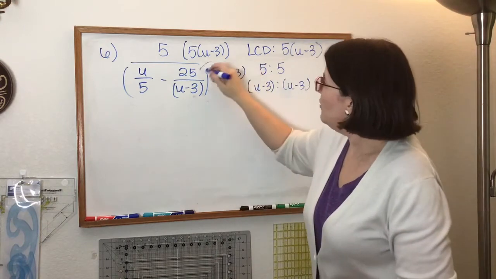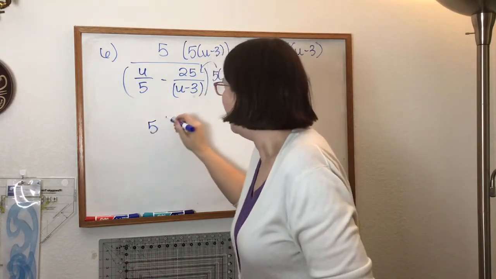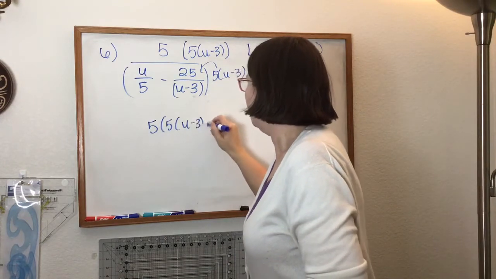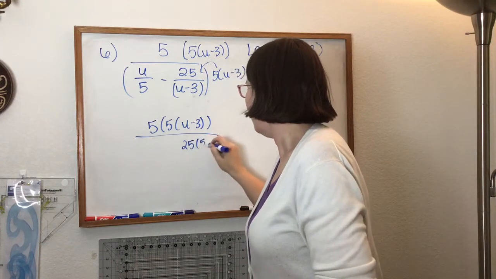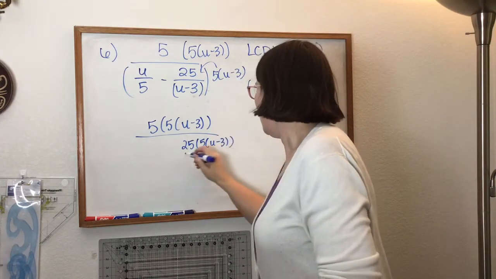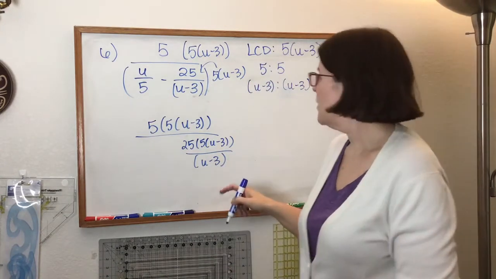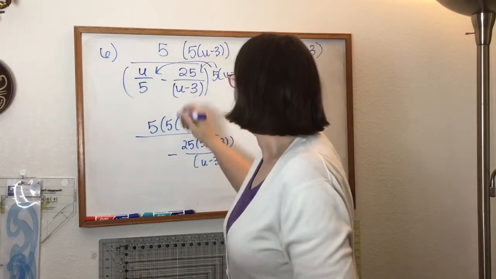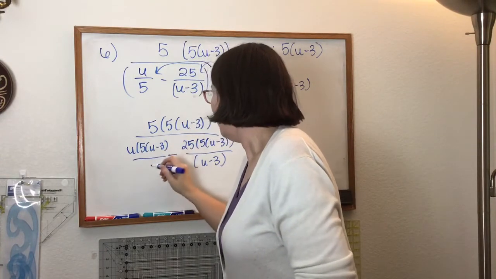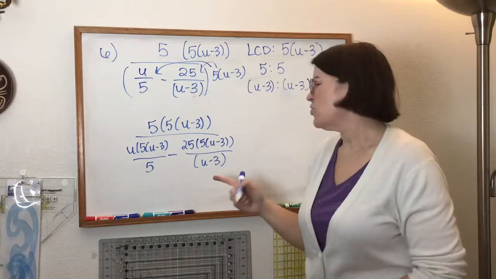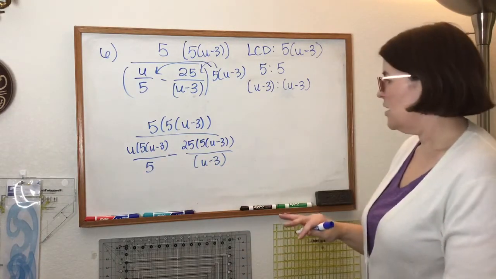Okay? When I carry this in, I'm going to get, sorry, I should do the top first. 5 times 5 times u minus 3, and I'll multiply those. Then I'm going to get 25 times 5 times u minus 3 over u minus 3, and that's lovely because the u minus 3s are going to reduce. And then I get u times 5 times u minus 3 over 5. And this one will look a little grosser because only the 5s will reduce. But we're just going to kind of simplify where we can.